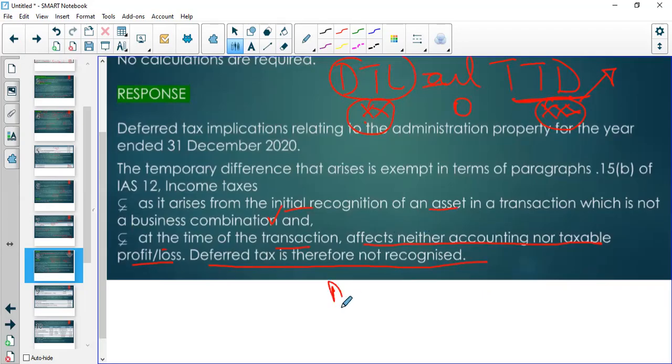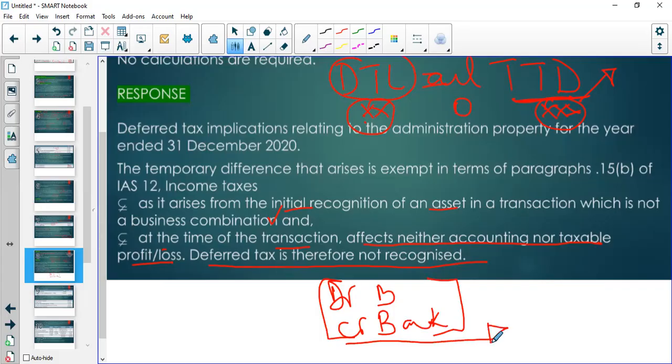acquired the building, we debited the building, we credited maybe bank already if we paid by cash. So this transaction here, this initial recognition, does not affect accounting profit. And because this particular item is not permissible for tax deductions, it does not affect taxable profits as well. As a result of that, we're not going to recognize deferred tax liability, because the temporary difference that arises is going to be exempt, right?